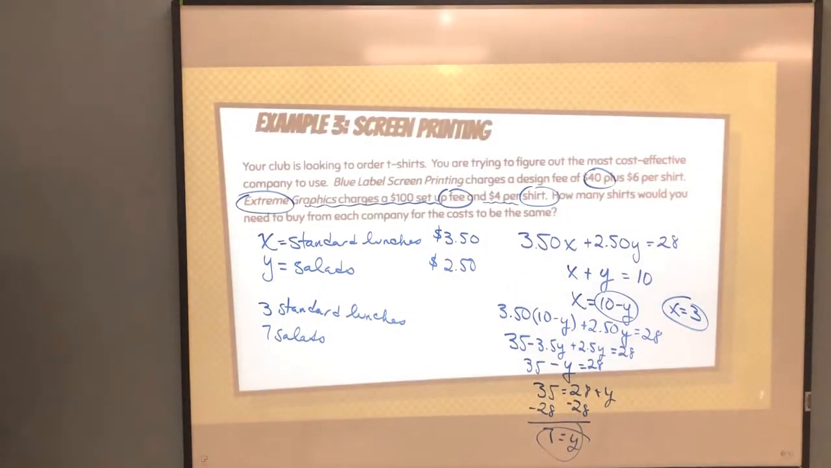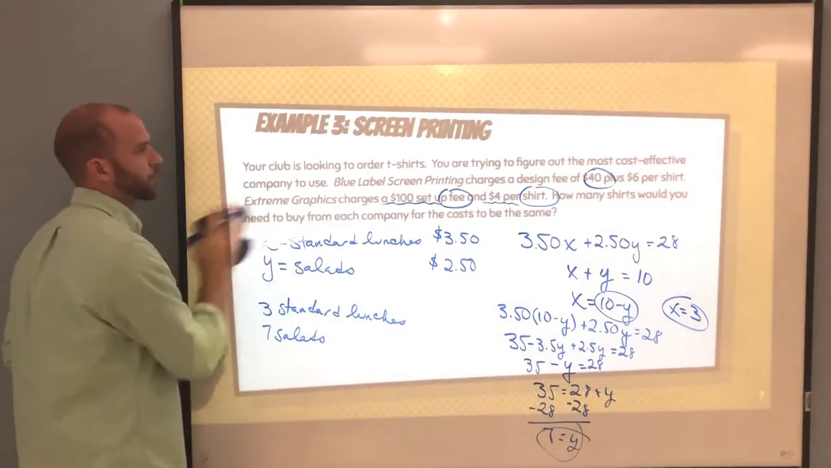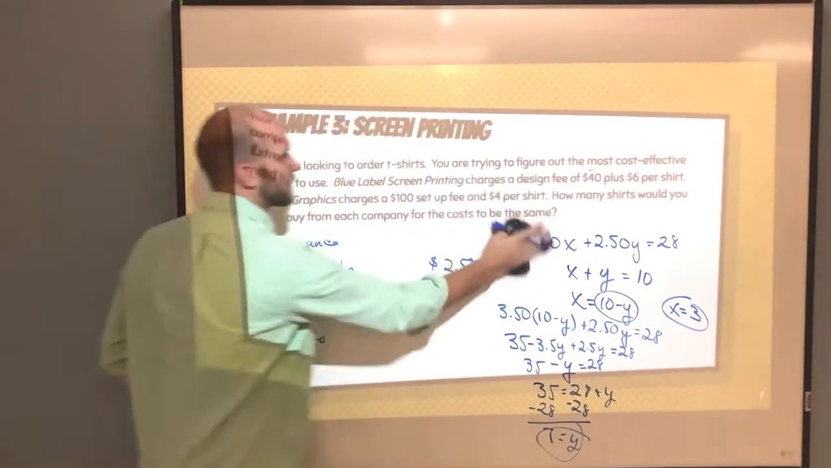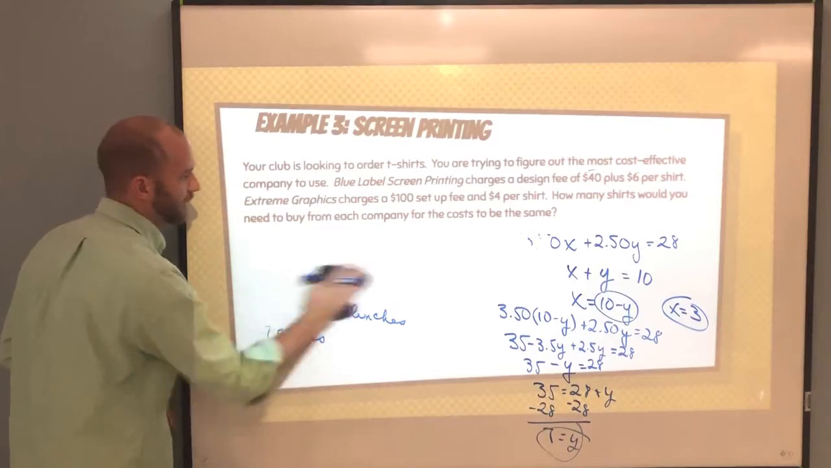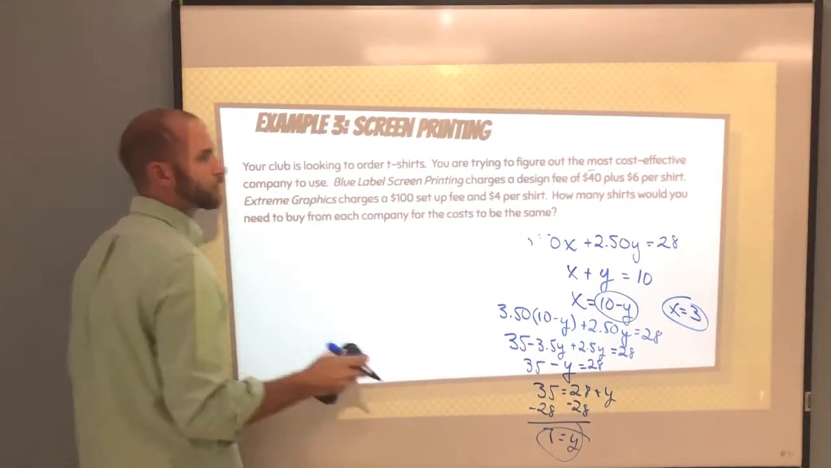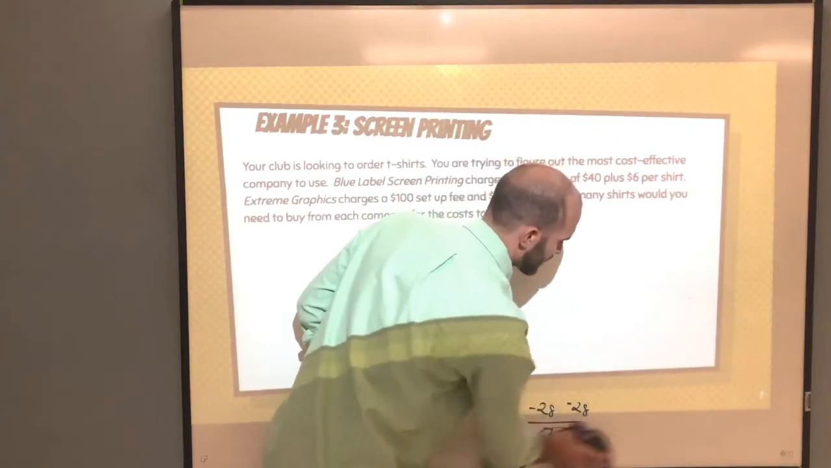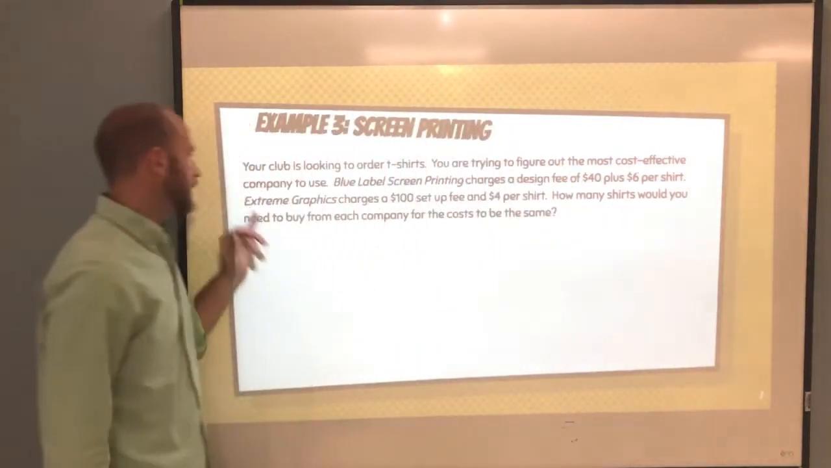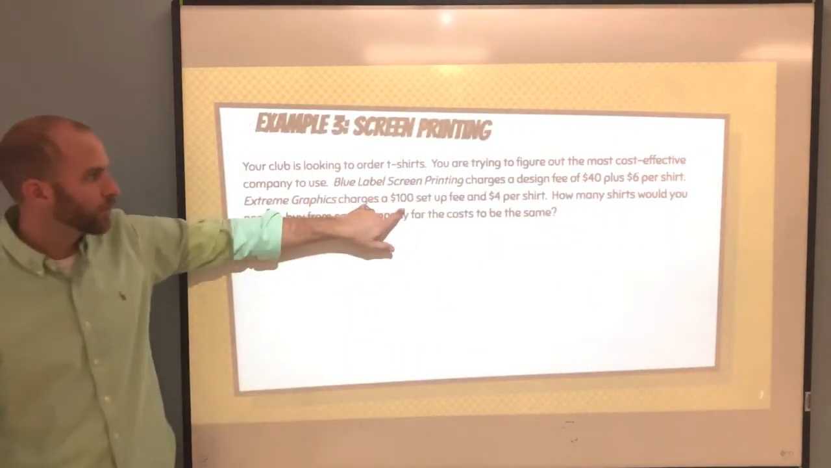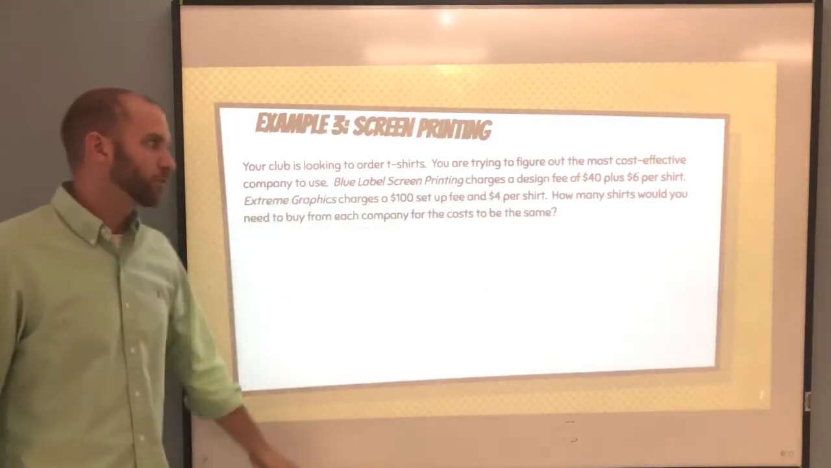There's one more with screen printing. Take a look at this one. Your club is looking to order club t-shirts and you're trying to figure out the most cost-effective company to use. Blue Label Screen Printing charges a design fee of $40 plus $6 per shirt. Extreme Graphics charges a $100 setup fee and $4 per shirt.